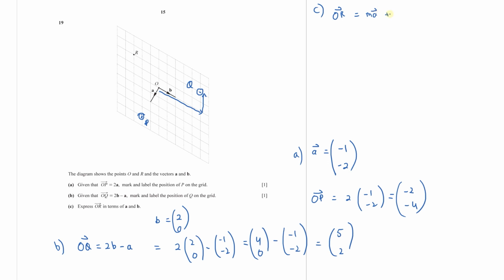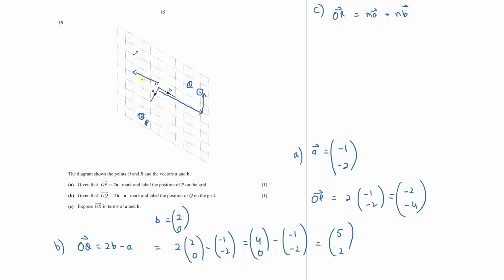Vector A plus n some other constant times vector B. So now if we can find the values of m and n, then I can find the vector OR in terms of A and B. If I know that this point is given here as R, I can represent this position vector of point R in a column vector.